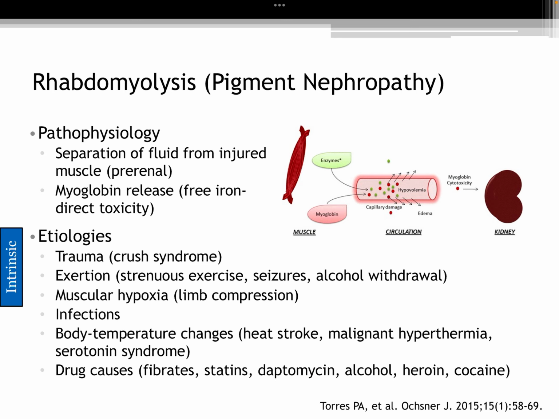Now, you guys maybe have heard of rhabdomyolysis, especially when we talk about the drug-related causes with fibrates and statins. Also, this can be caused by other things, such as people who have a prolonged time where they are down, like old people who've fallen and they can't get up, and they have an injury where they have muscular hypoxia due to limb compression. Also, this can be due to overexertion and exercise.